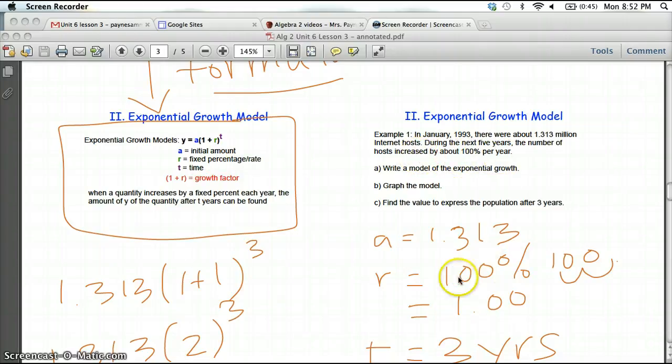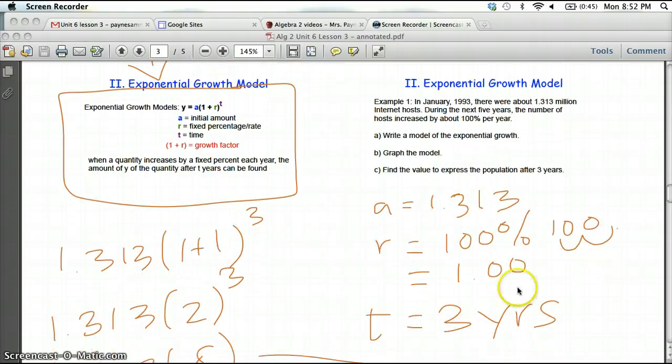Our percent is 100%. Now anytime you deal with percents, you're going to write the number out. So you see I wrote 100. You're going to start your decimal here, and you're going to move it over twice. So it's actually going to equal 1.00, okay? Then it says, find the value to express the population after 3 years. So my time is 3 years.